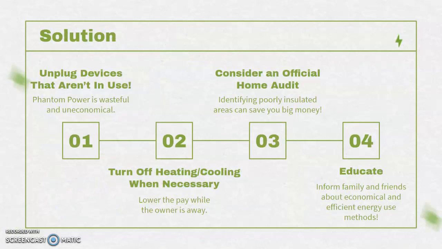That being said, there are a few solutions you and I can both follow. 1. Unplug devices that aren't being used. Phantom power is wasteful and will hurt your pockets. 2. Turn off space heating or cooling overnight or when no one is home. Doing so will lower the bill while the owner is away. 3. Consider getting an official home audit. Identifying poorly insulated areas in your home can save you big money.